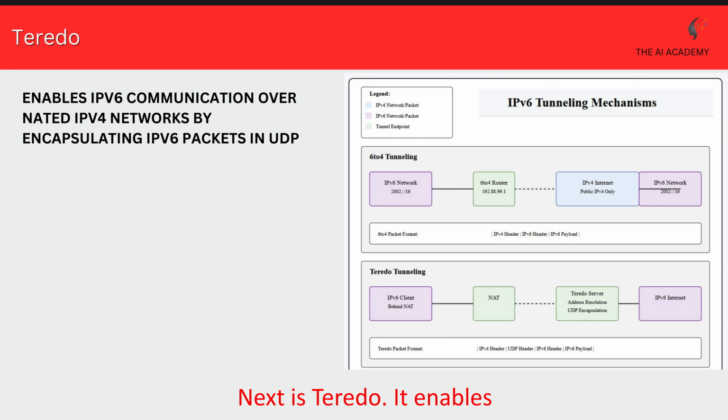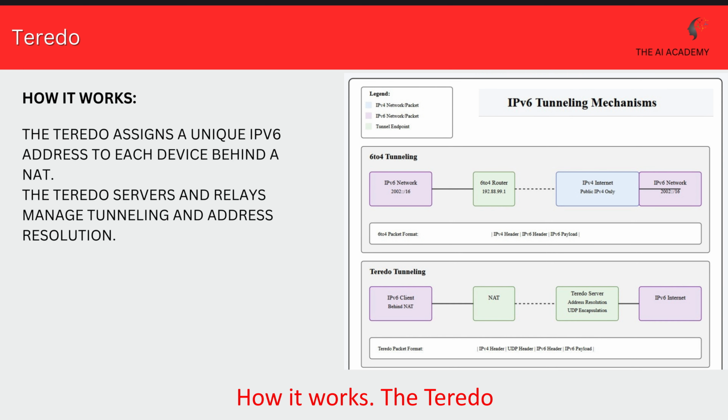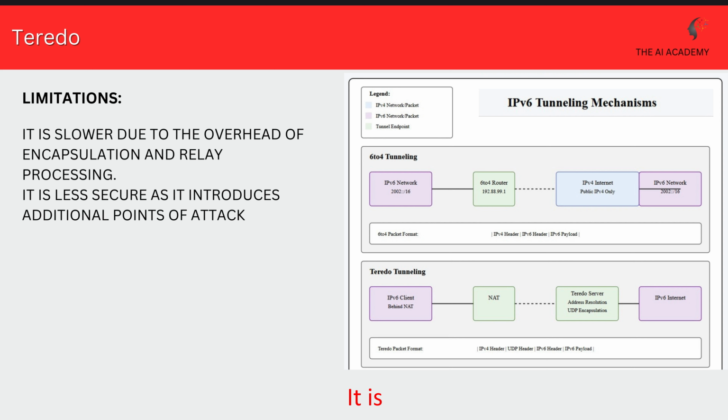Next is Teredo. It enables IPv6 communication over NAT IPv4 networks by encapsulating IPv6 packets in UDP. How it works: the Teredo assigns a unique IPv6 address to each device behind a NAT. And the Teredo servers and relays manage tunneling and address resolution. The limitations are, like: it is slower due to the overhead of encapsulation and relay processing. It is less secure as it introduces additional points of attack.